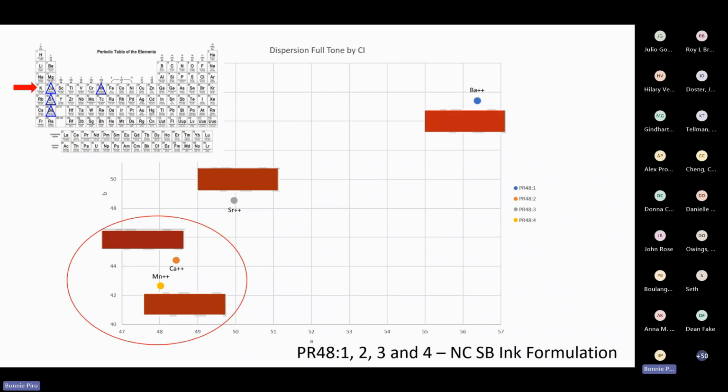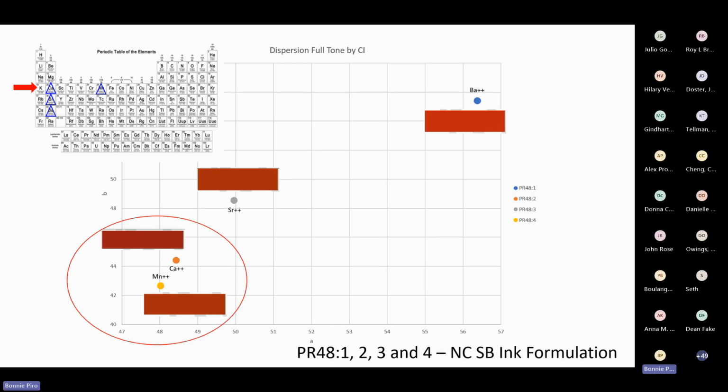Like we did before in the other two applications, we'll take a look at the full tone color first. Again, the 48.1 with the barium is still maintaining that very nice yellow positioning in all three chemistries, or all three application areas, I should say.